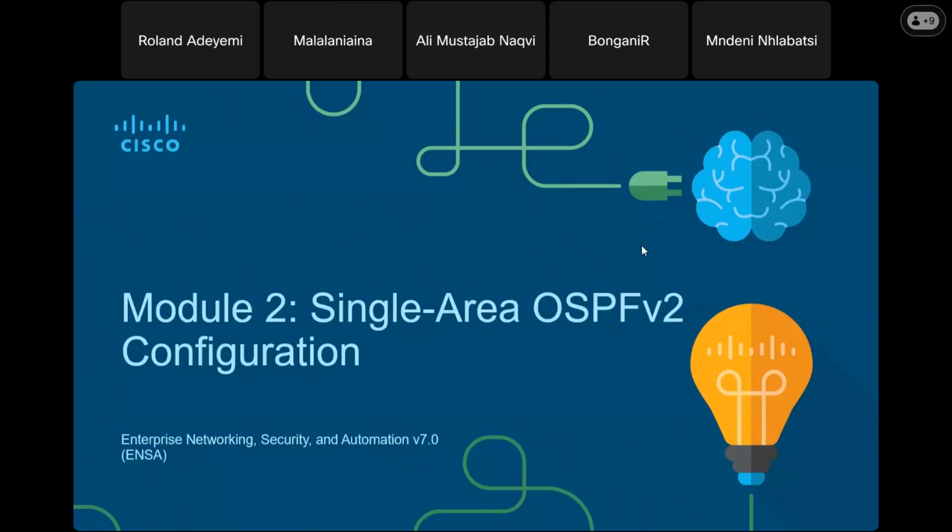In chapter 1 of this CCNA 3, we talked about single area OSPF theoretically.